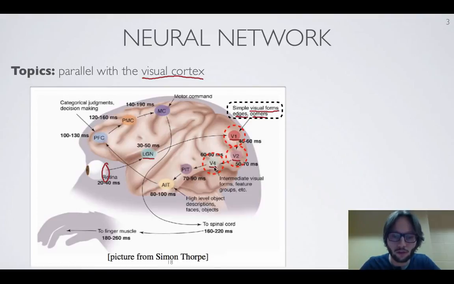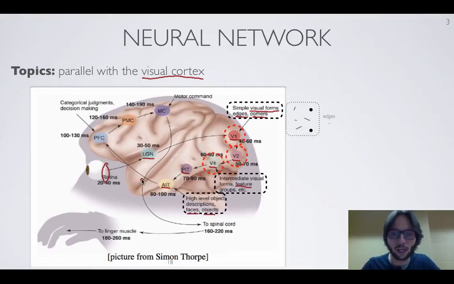And then eventually it reaches another region called V4, which now starts extracting some features related to more intermediate visual forms or features. So essentially groups or combinations of simpler features like edges and corners. And then this eventually reaches PIT and then AIT, where we get neurons that are sensitive to particular faces or particular objects in the visual field. So we see that the processing of information in the visual cortex goes through these layers or regions that are put in sequence into the processing of the brain.